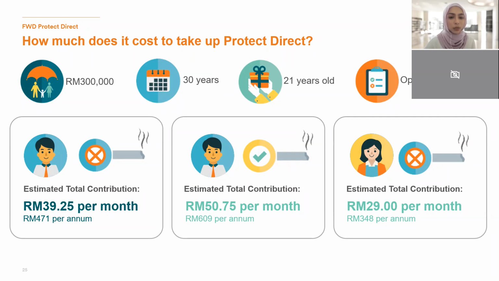The plan is slightly more expensive for males, and your smoking status does play a role. So if you can see here, a non-smoking male would have to pay about 39 ringgit 25 cents a month. A smoking male would have to pay about 50 ringgit, and a non-smoking female would pay about 29 ringgit.